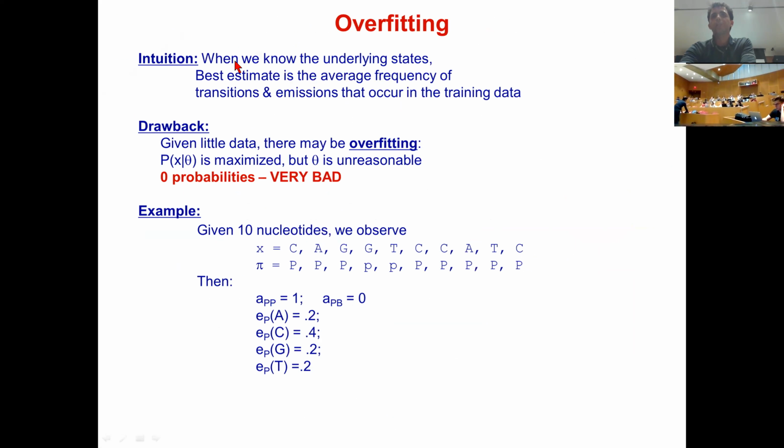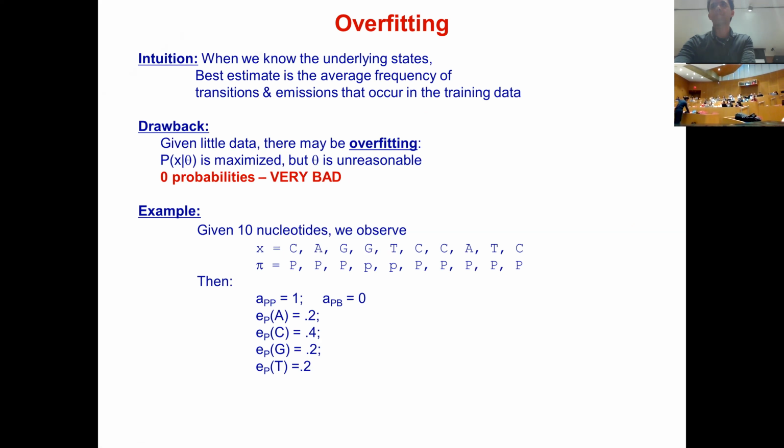this is called overfitting. Basically, when we know the underlying states, the best estimate is the average frequency of transitions and emissions that occur in the training data. But the problem with that is that given little data, there may be overfitting. P of X, given the set of parameters, might be maximized, but the set of parameters might be completely unreasonable. And specifically, if I never observe something, that can be very, very bad. Basically, given 10 nucleotides, I might observe this, and then I might just infer that I never transition from P to B. So how do I deal with that?